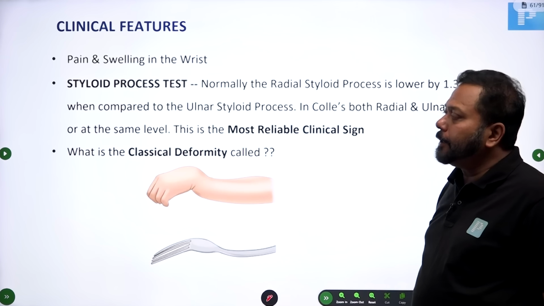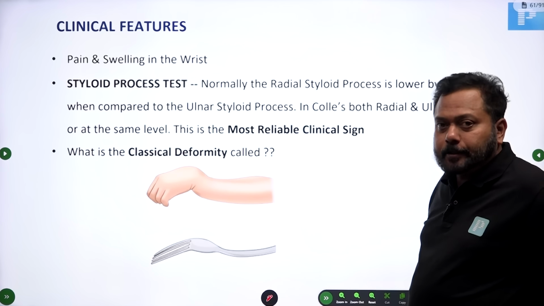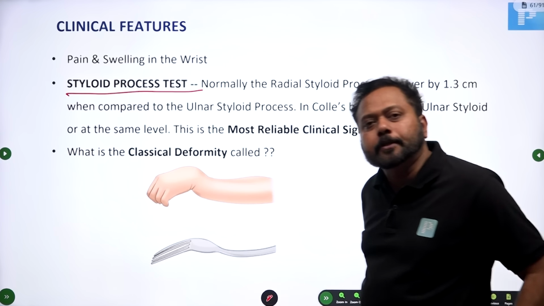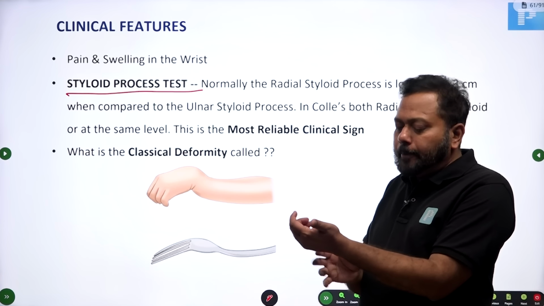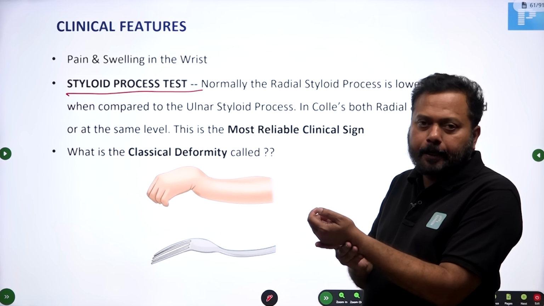Only when you understand, you can treat the patient. Styloid process test. I am expecting this for the past 3 years. They are not asking this question. Styloid process test: normally, you just palpate the radial styloid and ulnar styloid.